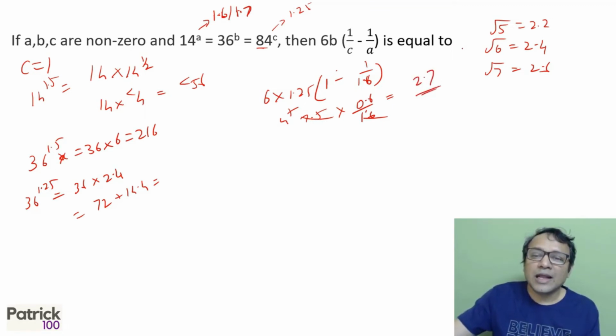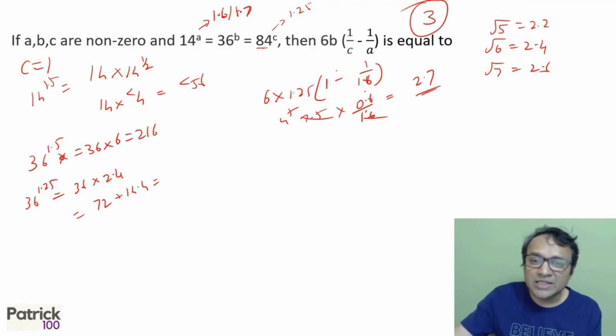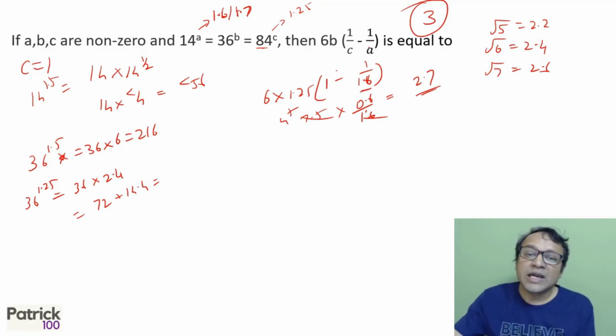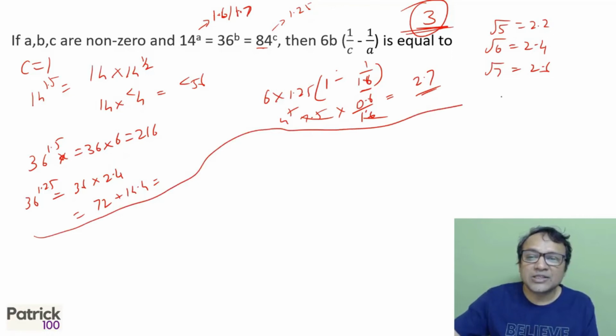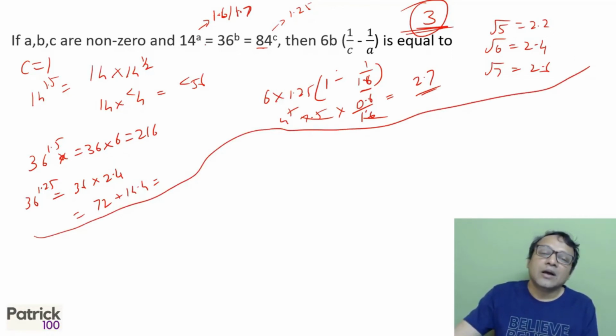Since I know the answer will be an integer, I have marked this 3. If I take 1.7, for example, instead of 1.6, it will come closer to 3, because 1 upon A will be smaller, so the whole value will be bigger and come closer to 3. So mark 3. Yes, but this is a desperate situation of approximation. If you want to solve this, you have to take logs and solve.